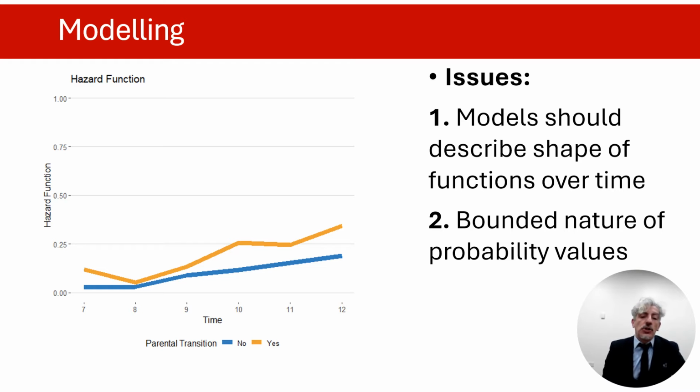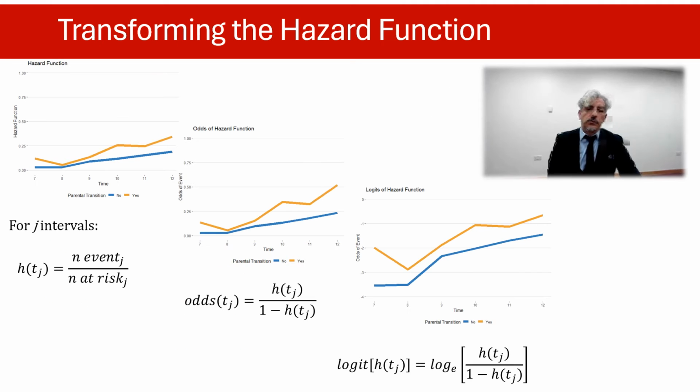To deal with this issue, Cox recommended transforming the probabilities into odds and log odds. And here I illustrate those transformations applied to the hazard function. So the logit is the natural logarithm of the odds. If you have run logistic regressions, you may already be familiar with the key characteristics of logits. The key advantage of using logits, though, is that those values are not bounded.